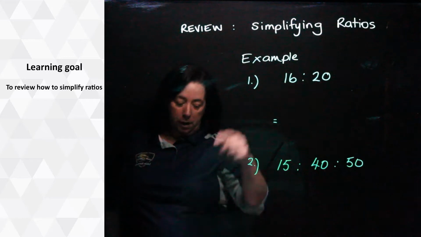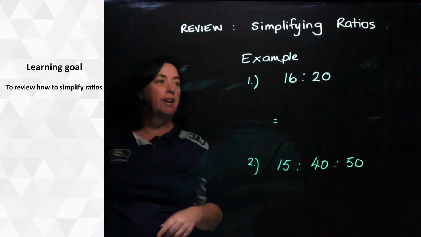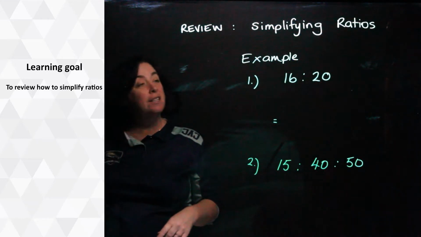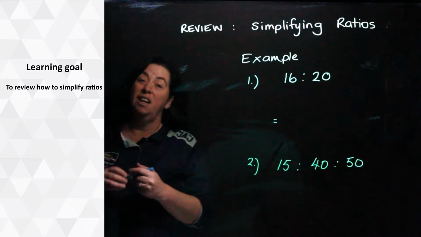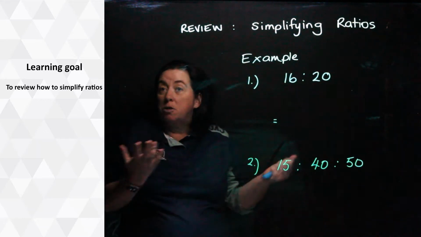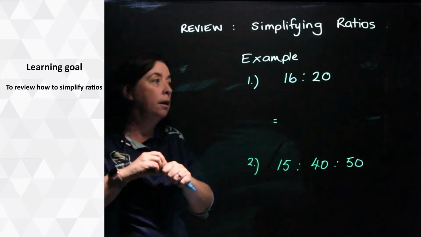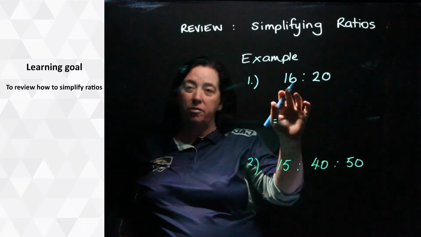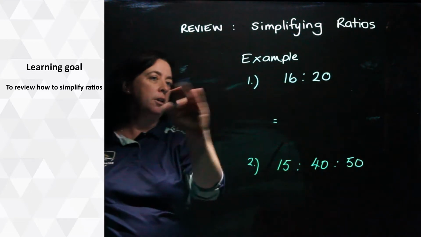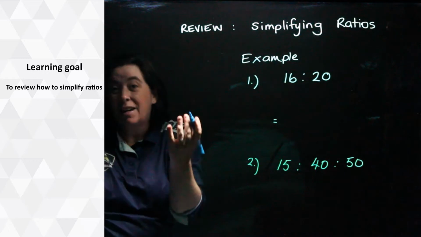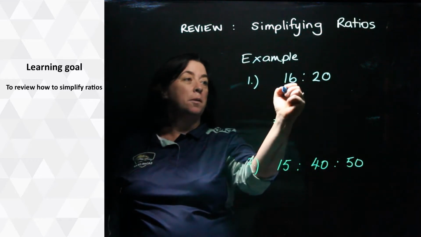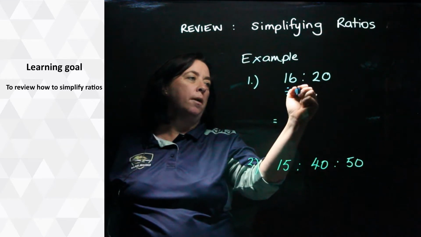This video, we're going to review simplifying ratios. So for our first example, we've got 16 is to 20. Now another teacher might do it a different way. It's okay. So we need to find the number that goes into both. So highest common factor is 4. So I'm going to divide both sides by 4.